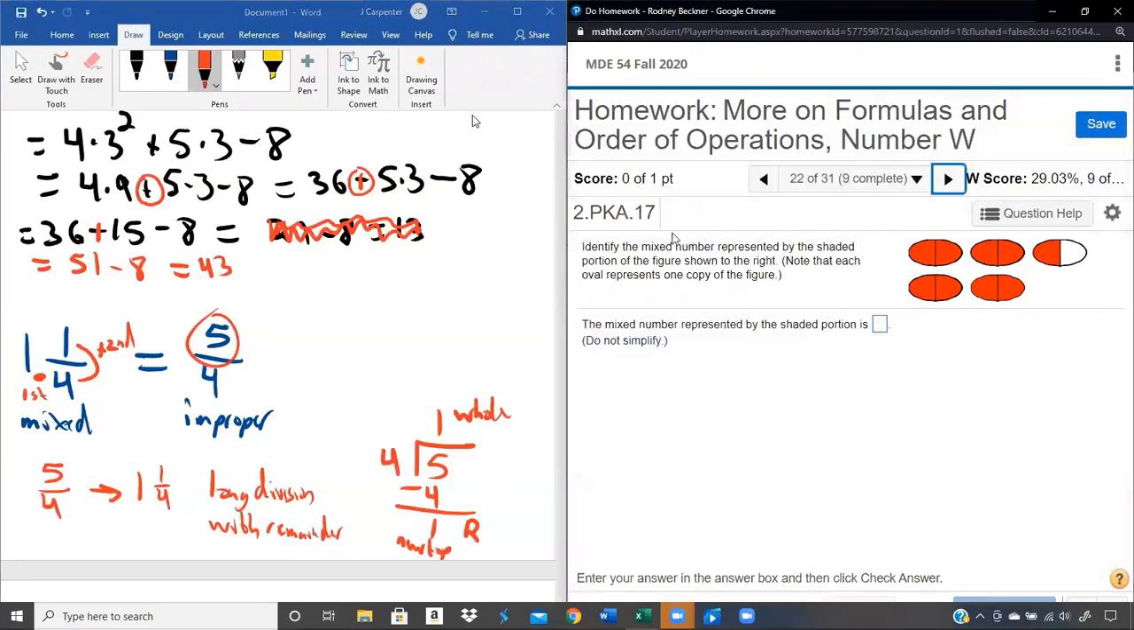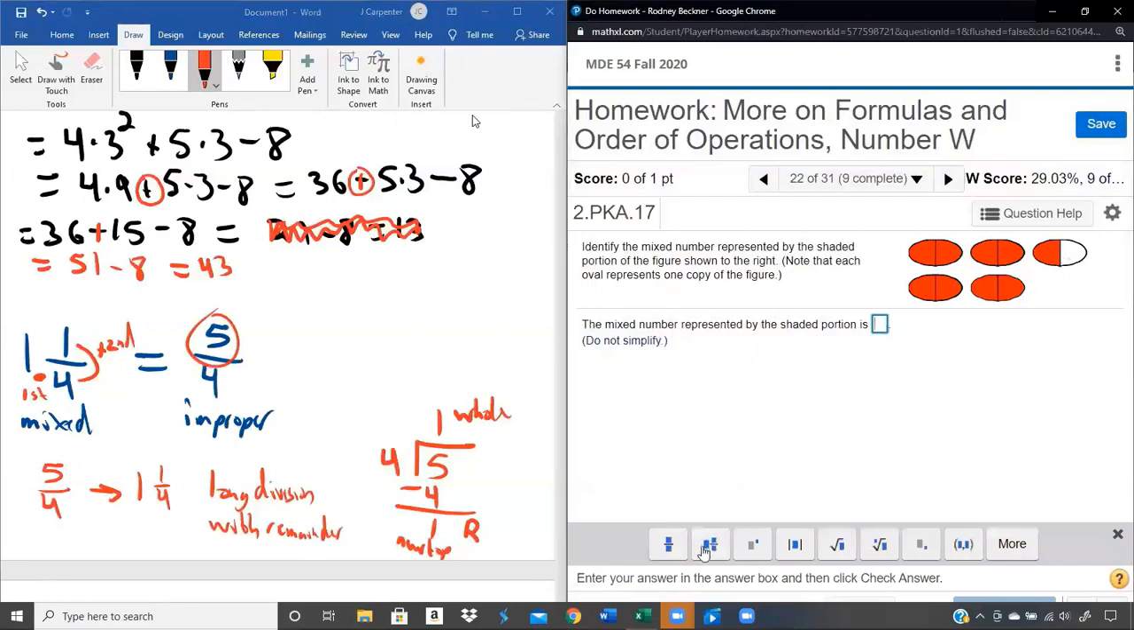All right, another one like that. Identify the mixed number represented by the shaded region. Note that each oval represents 1 copy of the figure, in other words, 1 whole. So this is a whole, this is a whole, this is a whole, this is a whole. So 1, 2, 3, 4 wholes, and then this one is divided into halves, into 2, one of which is shaded. So the mixed number would be 4 and 1/2.